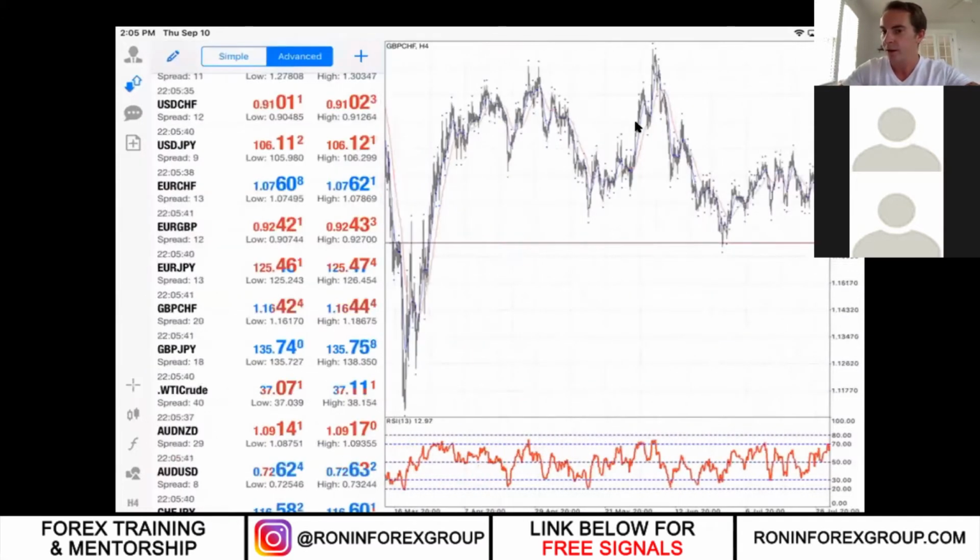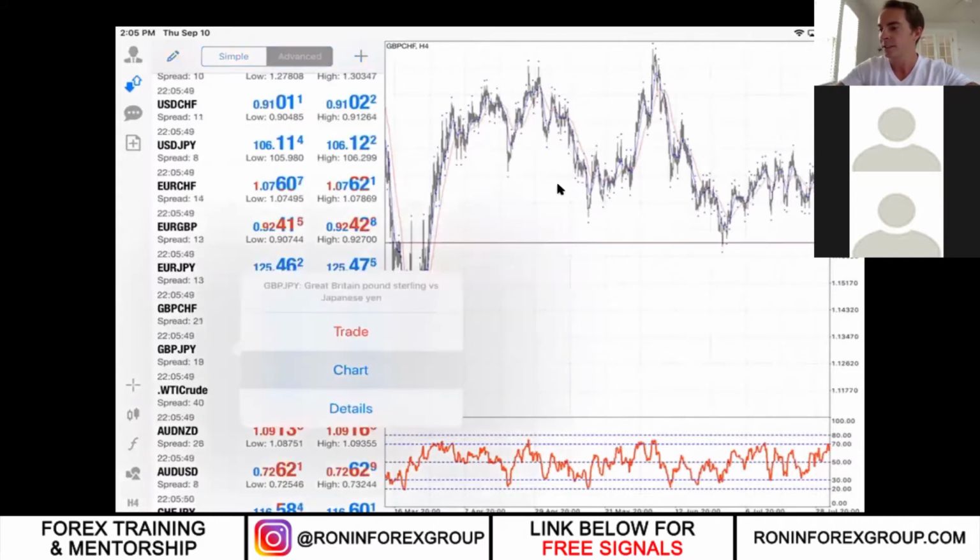Now let's take a look at dollar pairs. And again, if you have any questions, just hit me up in the chat box. I'm happy to answer them. Before I do that, actually, let's take a look at GJ as well.